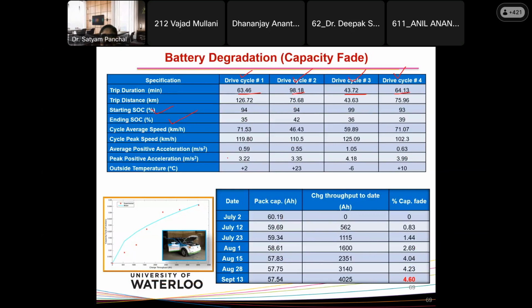And here you can see the outside temperature was +2, then 23 degrees, -6, and then 10. So we purposefully collected different drive cycles in order to see the behavior of the battery and battery pack. And here you can see over 3 months, so July, August, and September, excluding weekends, so Monday to Friday.